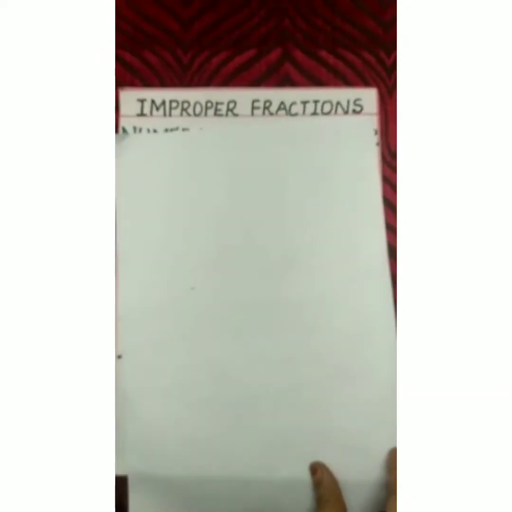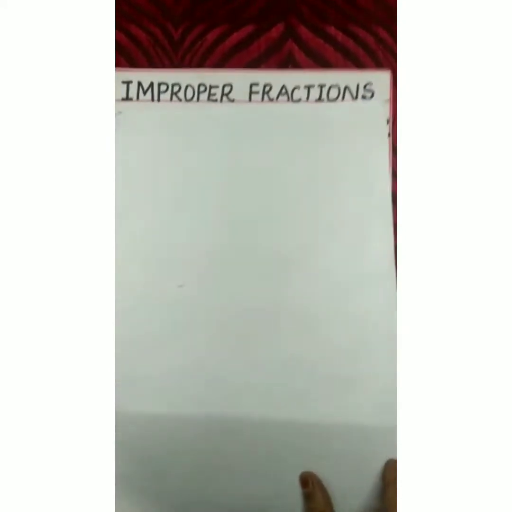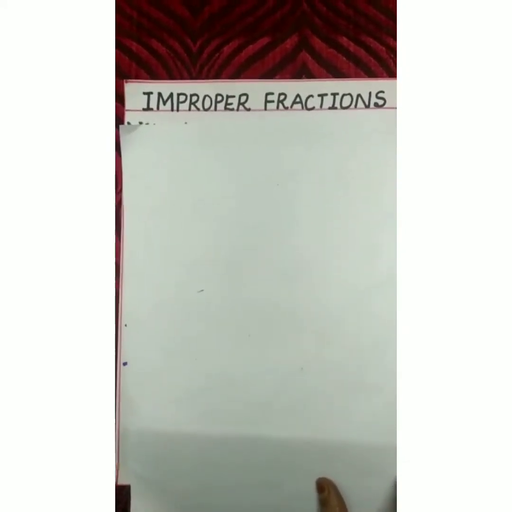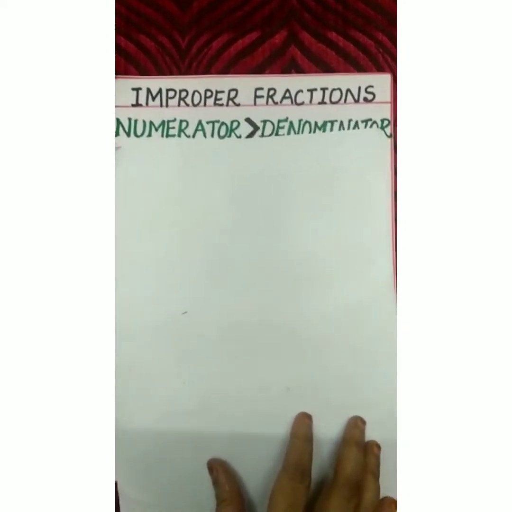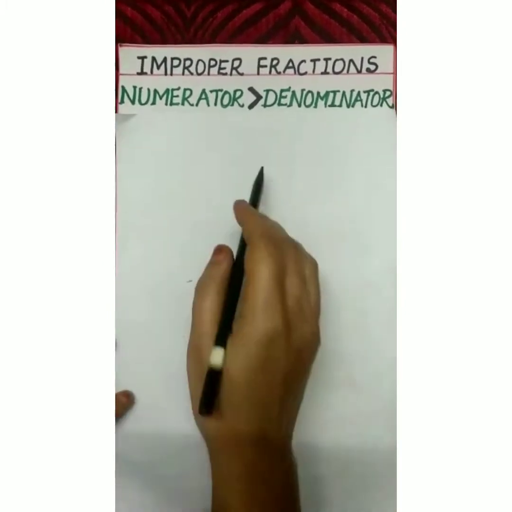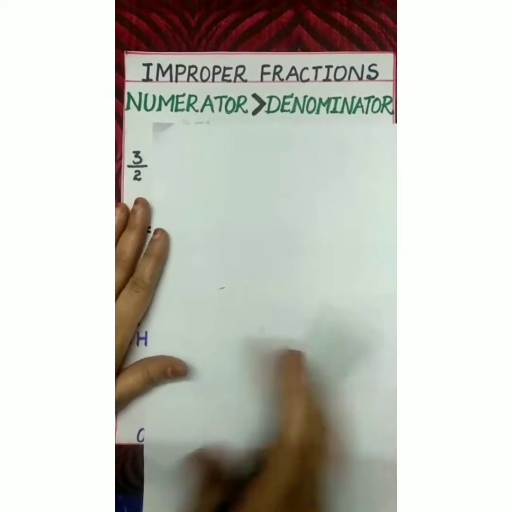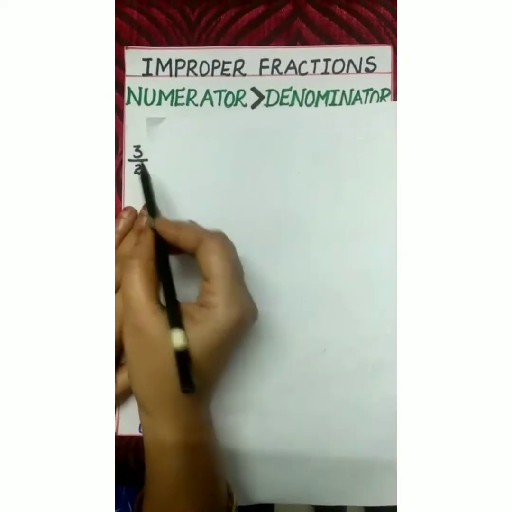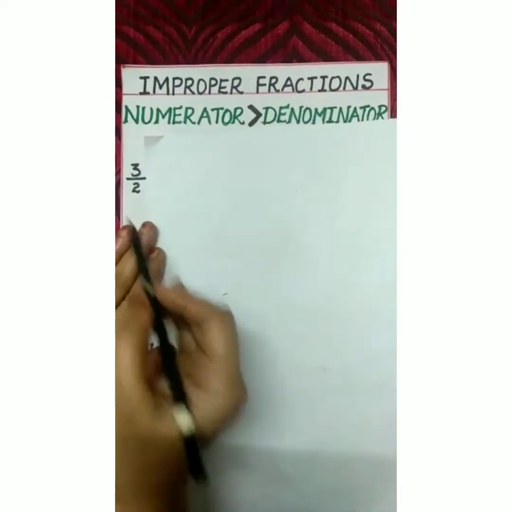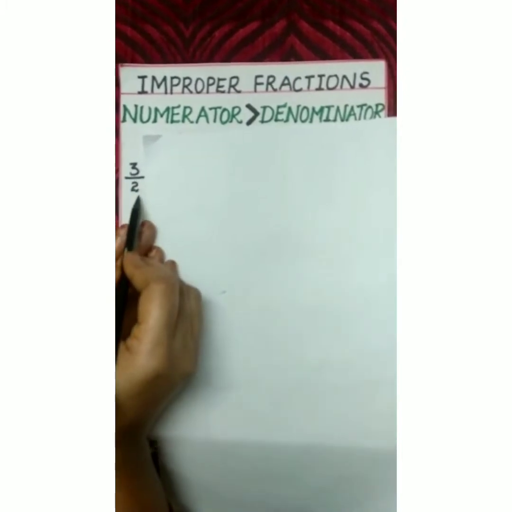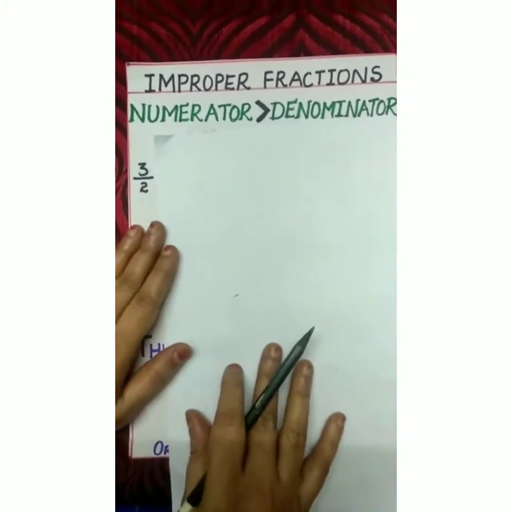Now come to the next one, improper fractions. These improper fractions are just quite opposite of proper fractions. If the numerator of a fraction is greater than the denominator, then the fractions are called improper fractions. For example, if you take 3 by 2, here 3 is greater than 2. Can you select 3 parts out of 2 parts? Now the doubt arises here.